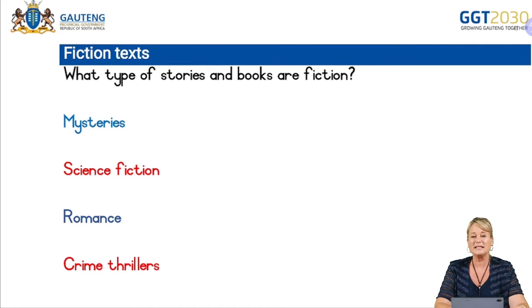Right. Let's have a look at what types of stories and books are fiction. We get mysteries. That's when you're not quite sure what is going to happen in the story. It's a mystery. We could have science fiction. That's usually to do with space and the moon or planets or little creatures that live on planets, all made up. Not real facts at all. You could zoom off to the moon in your own space rocket, which is not something that is possible.